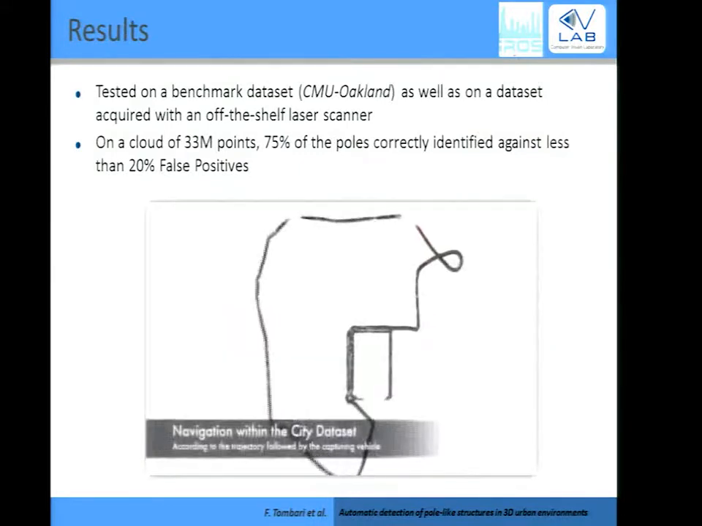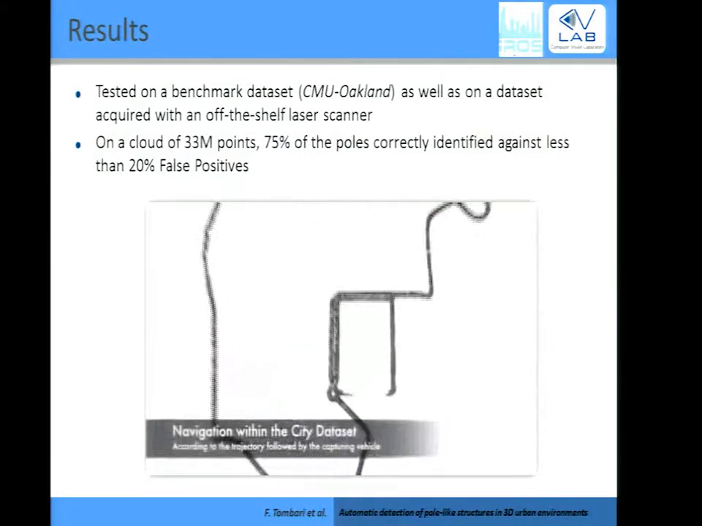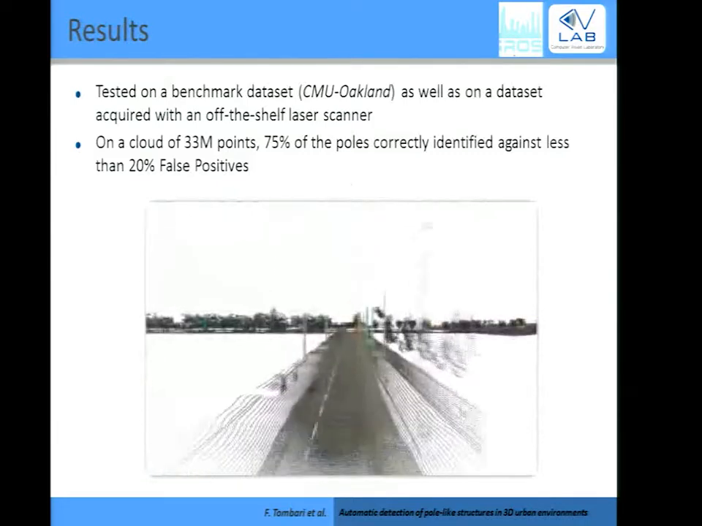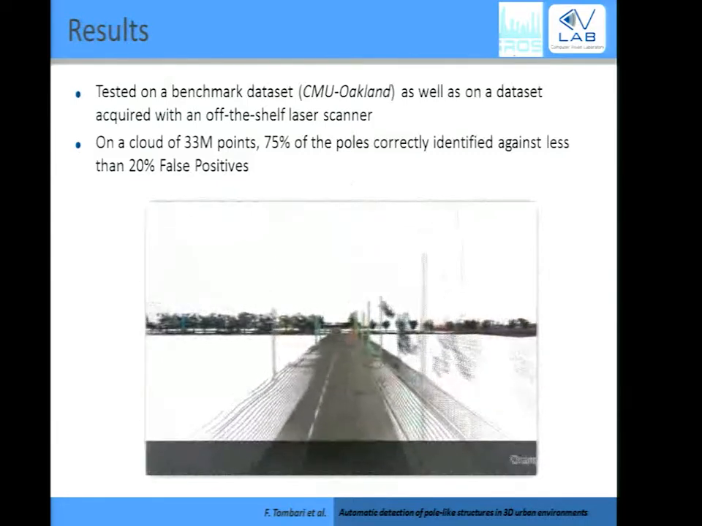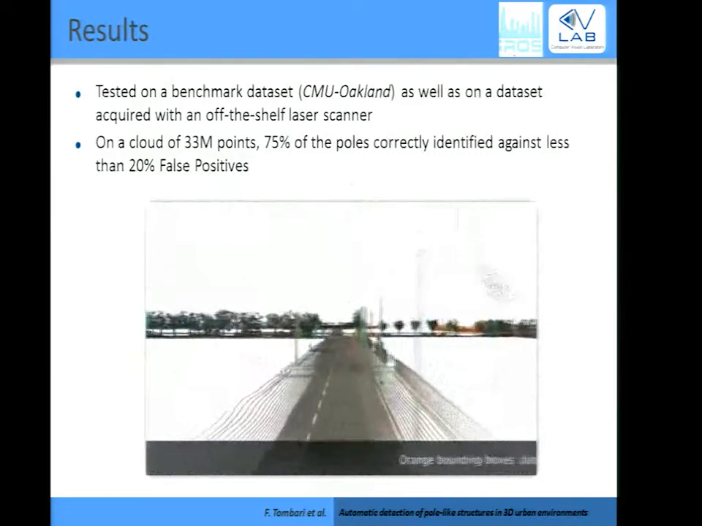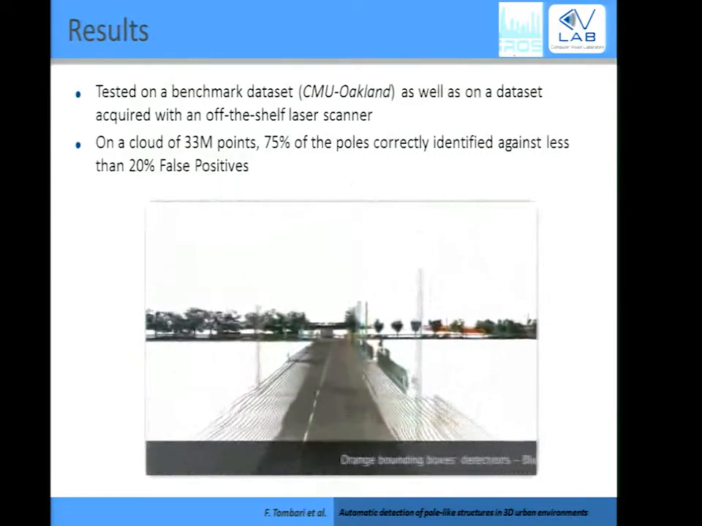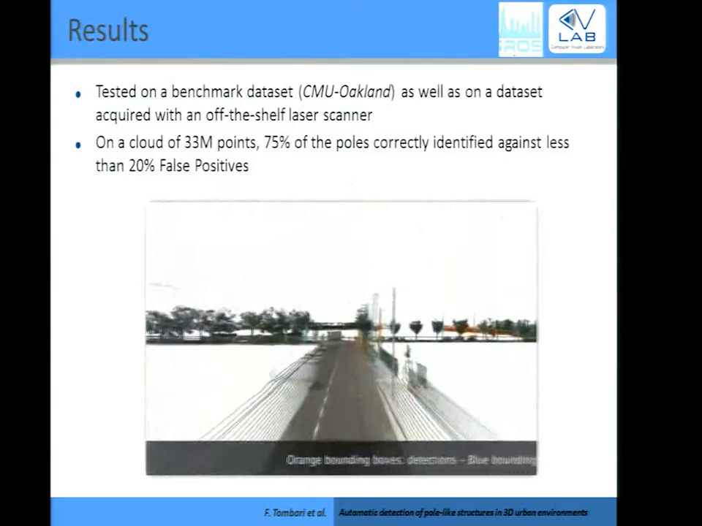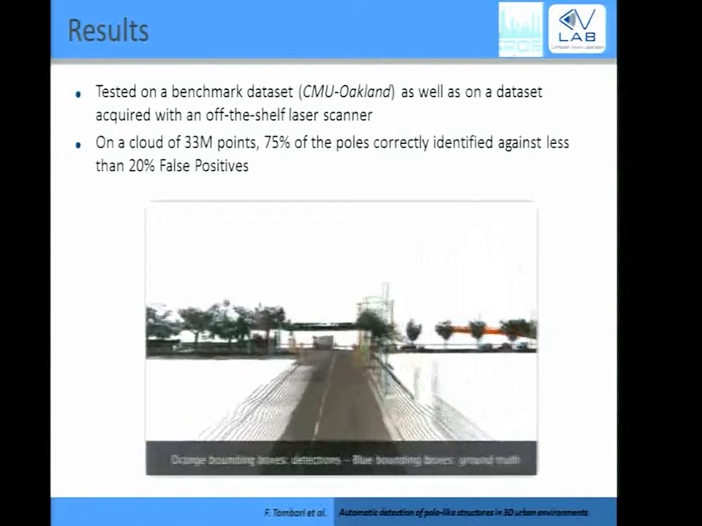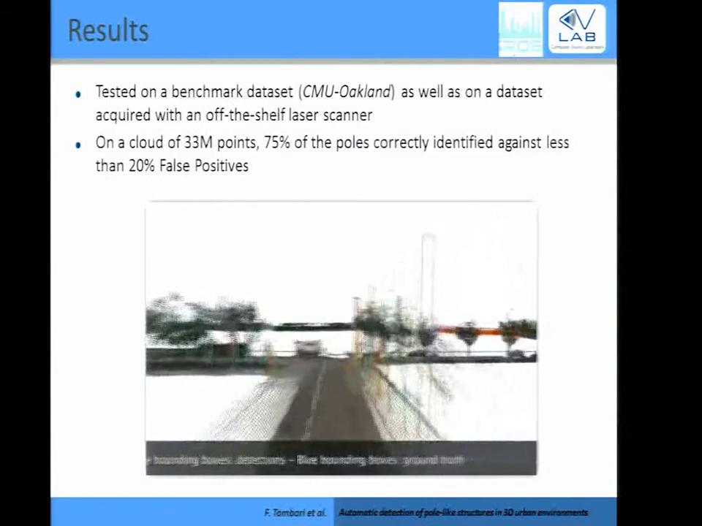We have tested our approach on two data sets. One is the public benchmark CMU Oakland. The other one is a data set that we acquired ourselves. And on one of the tests that we proposed in our paper, on a cloud of 33 million points, we obtained 75% of the poles correctly recognized against less than 20% false positives.